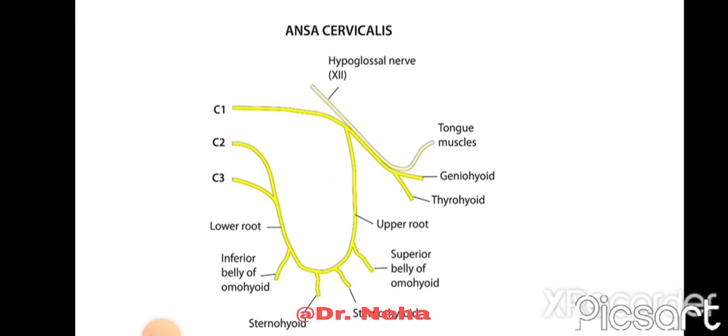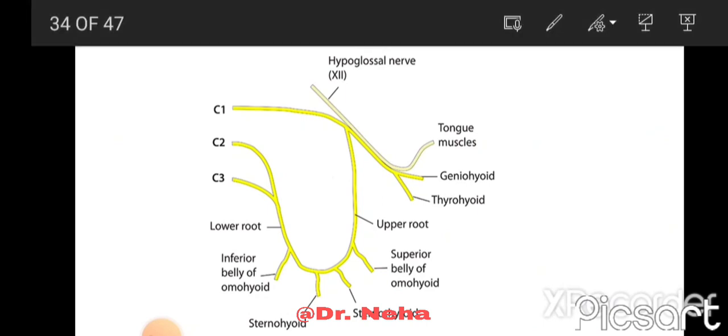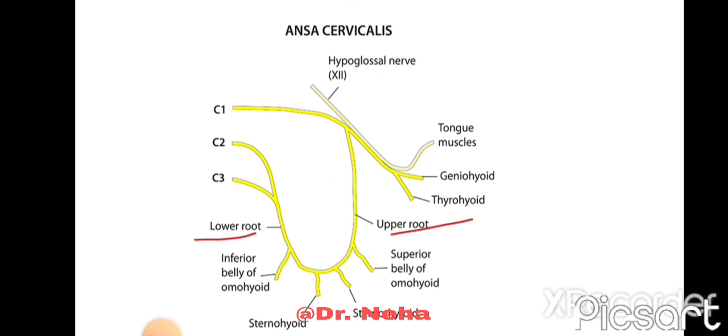This is the ansa cervicalis. Here we can see the two roots of the ansa cervicalis. This is the upper root and this is the lower root. The upper root is made up of the descendens branch of the hypoglossal nerve and the C1 spinal nerve, and the lower root is made up of C2 and C3 spinal nerves. This ansa cervicalis supplies the superior belly of omohyoid, sternothyroid, sternohyoid, and the inferior belly of omohyoid.